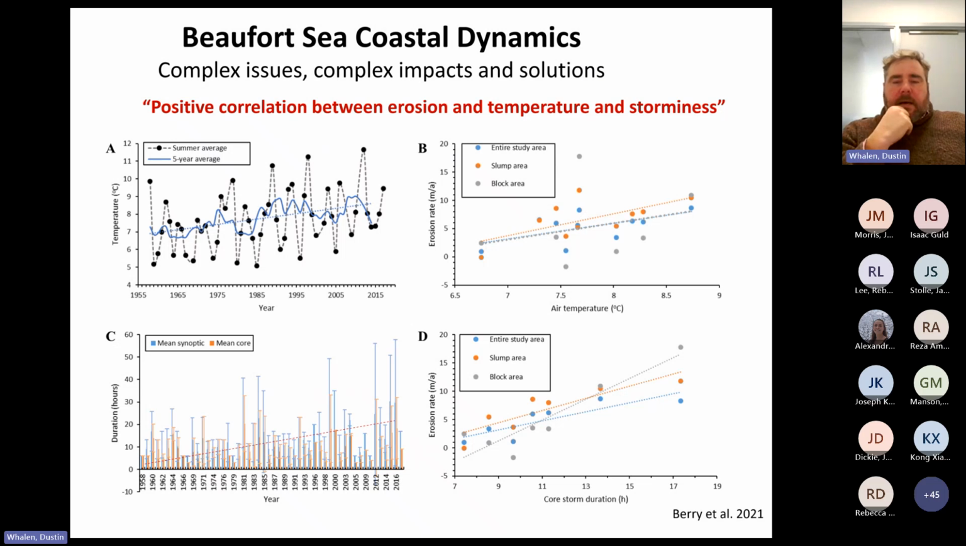So what this study has allowed us to do is come up with a conclusion, and maybe it's kind of obvious, but it's still good to have the scientific rigor behind it. The conclusion is that there is a positive correlation between erosion and temperature and storminess or wave height.